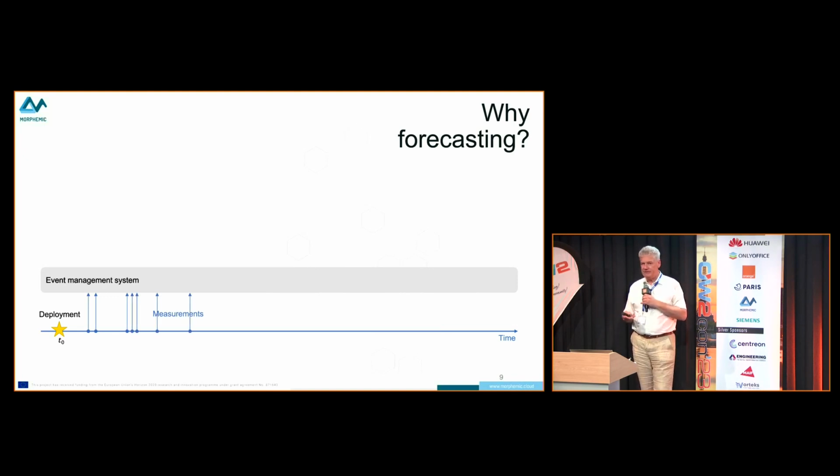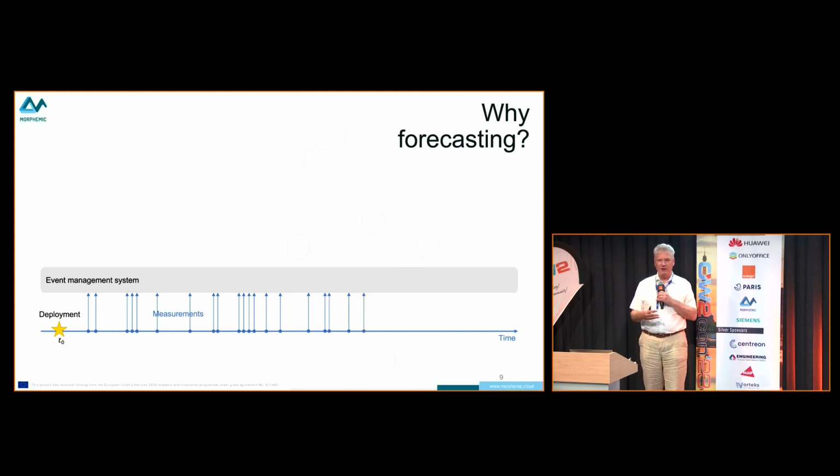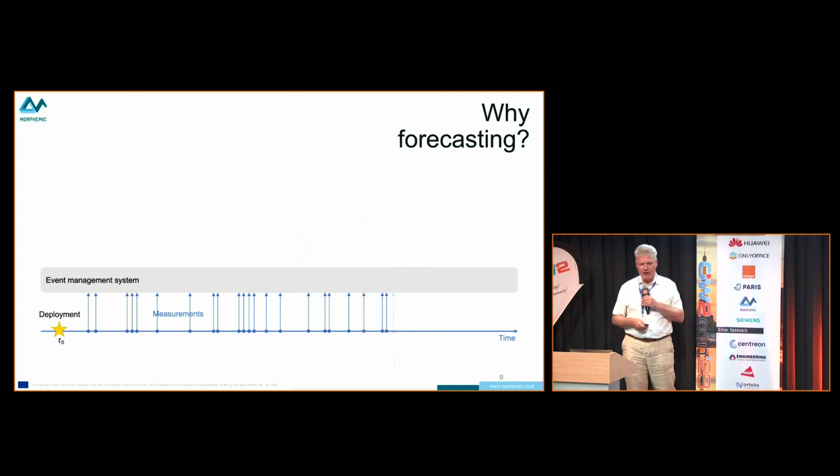The measurements can be, for instance, the number of users. This is one of the features that we have, that we allow the application to send application-specific measurements. So it's not only about CPU or RAM, that is trivial. This is about what can be important for the application, for instance, the number of users. And these measurements come at irregular intervals as we go along.